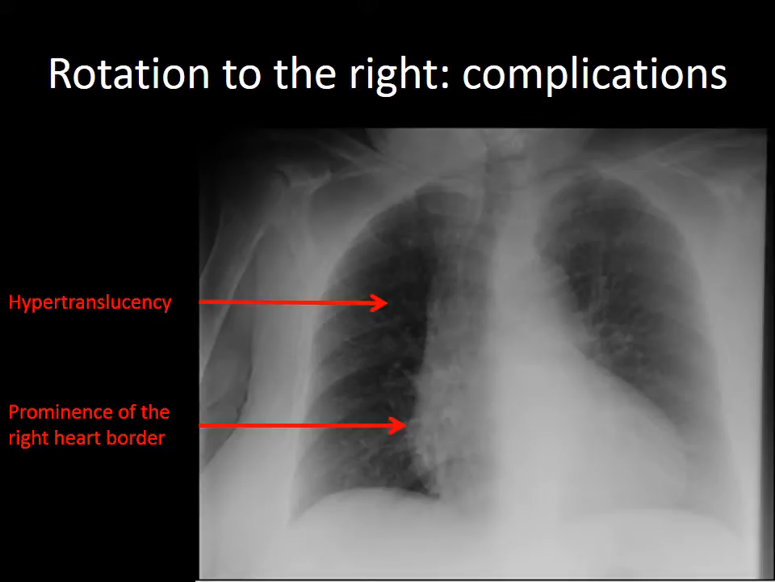This chest x-ray, which is rotated to the right, demonstrates both hypertranslucency of the right lung and prominence of the right heart border. However, in this particular example, the heart size is not smaller than normal.